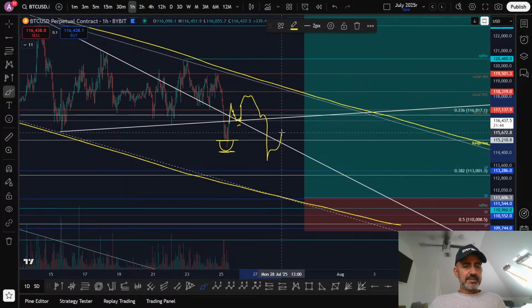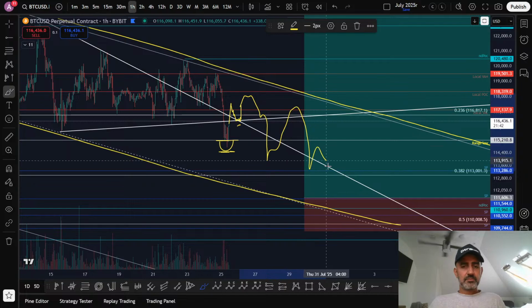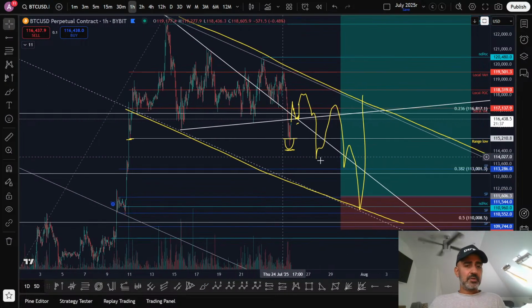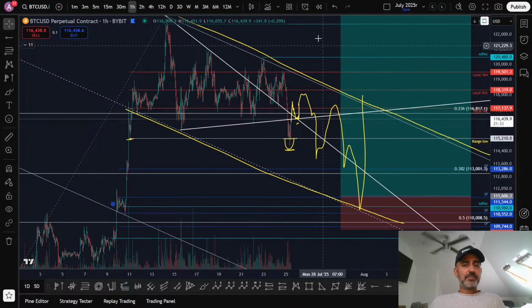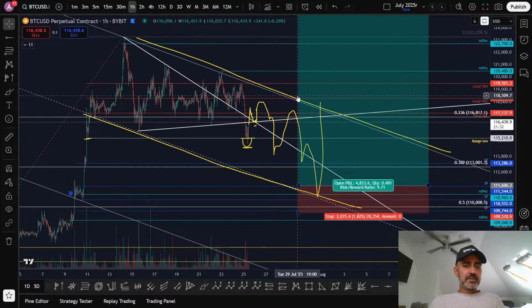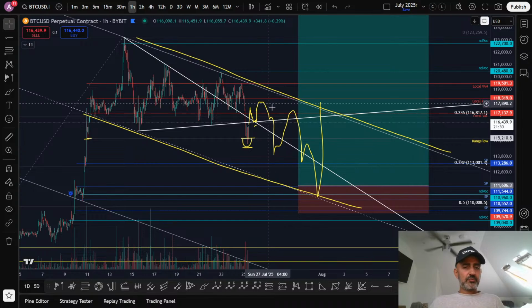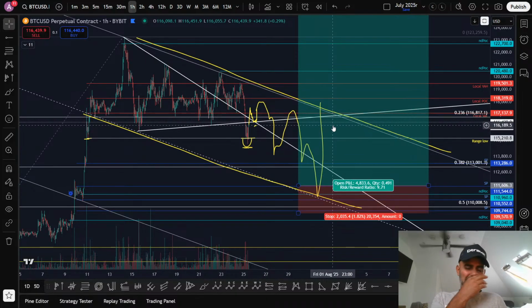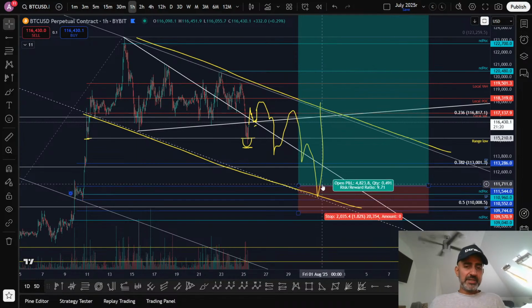You could get this situation, and then what you want is the final drop, like a final bam drop and pump. That's what you want for an impulse. You kind of want it to grind down and then drop and then pump. That's kind of what you want to see. I don't know if it's going to go that low, but I wouldn't mind if it did.